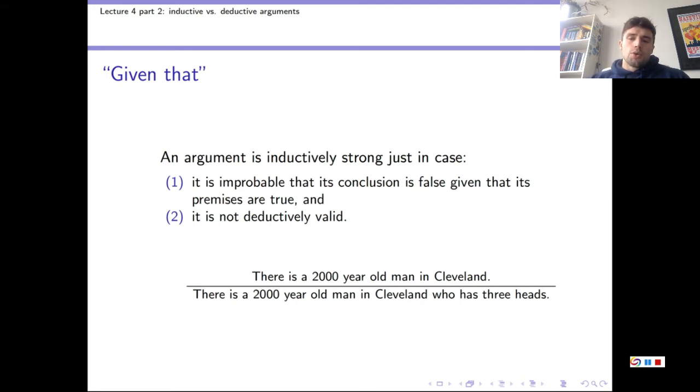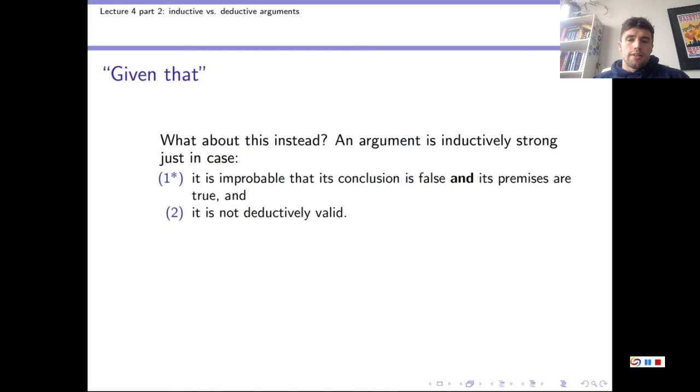Now let's suppose condition 1 reads this instead, condition 1 star. That says it's improbable that its conclusion is false and its premises are true. So we've swapped "given that" for "and" here.